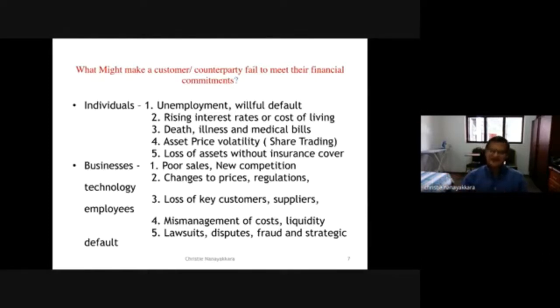So I have divided individuals and businesses like this and shown you the factors which will create non-payment, and when non-payment occurs, we have credit risk.